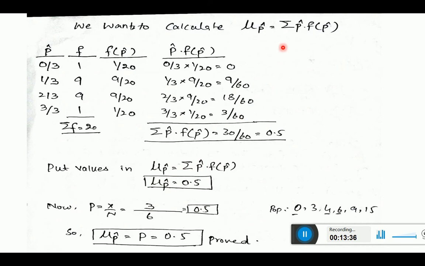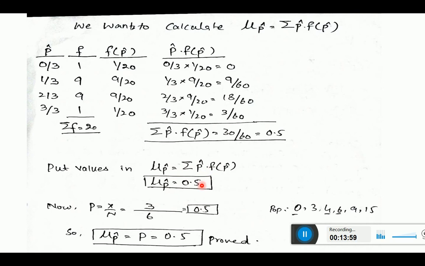Now, at the end, according to the formula, I need the summation. Add the summation of p cap f of p cap, the whole column. You will get 30 divided by 60, which is 0.5, or 1 by 2. I have already calculated the mu of p cap, which is 0.5.